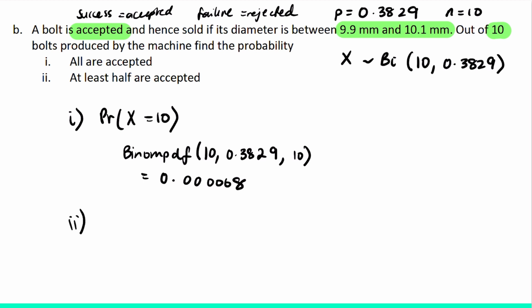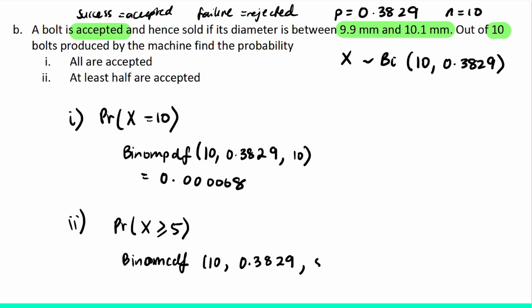For part 2, very similar. Now we want the probability that x is greater than or equal to 5. We want at least half to be accepted. Because we have accumulation, we're in Binom CDF. We have 10 trials, we have 0.3829 probability of success, the least number of successes I want is 5, and the most successes I want is 10. When you type that into your calculator, you get 0.3247.